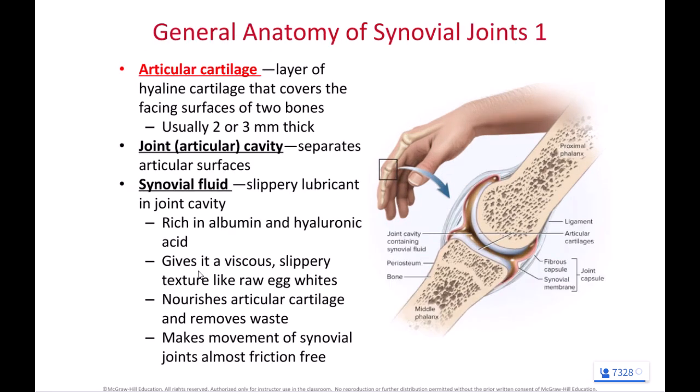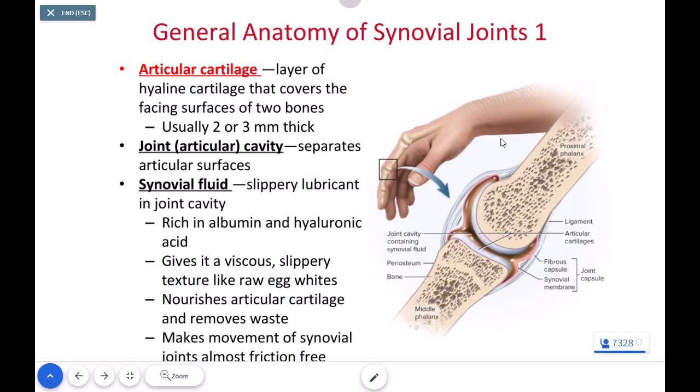So let's talk about the parts of a generic synovial joint. At the end of our bones, we have that cartilage that's left over from the endochondral ossification. That cartilage in the synovial joint is referred to as the articular cartilage. In healthy individuals, it's about 2 to 3 millimeters thick, and it serves a very important purpose. It reduces friction in the joint. The primary purpose of that articular cartilage is to reduce friction.